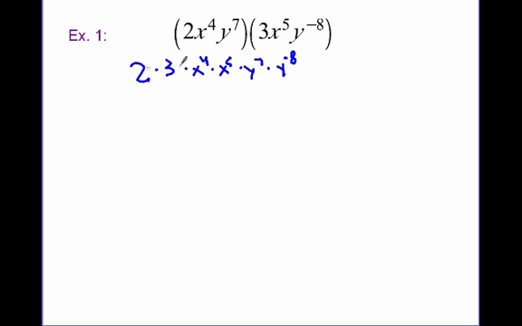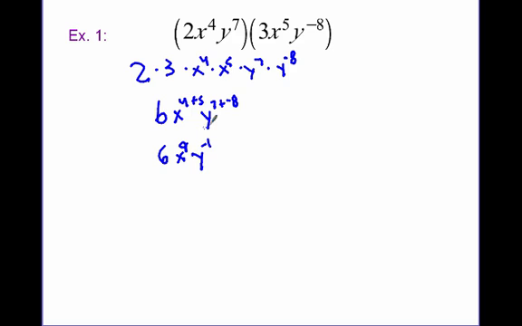All right, 2 times 3, you know, is 6. When we multiply terms with common bases, we add the exponents. So this is x to the 4 plus 5. This is y to the 7 plus negative 8. All right, this gives me 6. 4 plus 5 is 9, so x to the 9th. 7 plus negative 8 is y to the negative 1.